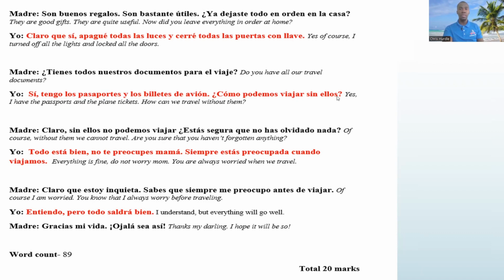¿Cómo podemos viajar sin ellos? So you see, I have the passports and the plane tickets. How can we travel without them? You see? Because the mother says, claro, sin ellos no podemos viajar. Right. So asking that rhetorical question, ¿Cómo podemos viajar sin ellos? would be appropriate because the mother starts off by saying, of course, without them we cannot travel. Right? And then she proceeded to ask if I was sure that I hadn't forgotten anything. Right? So let's see what she says afterward.